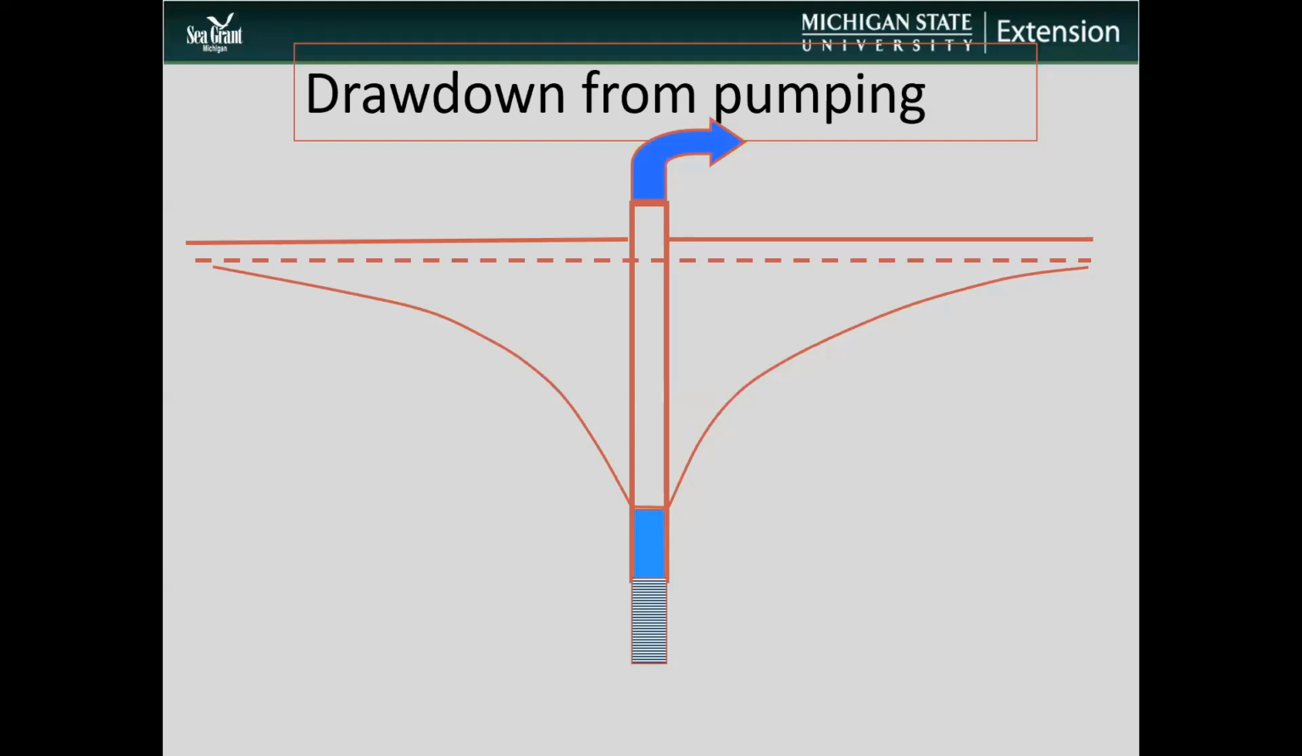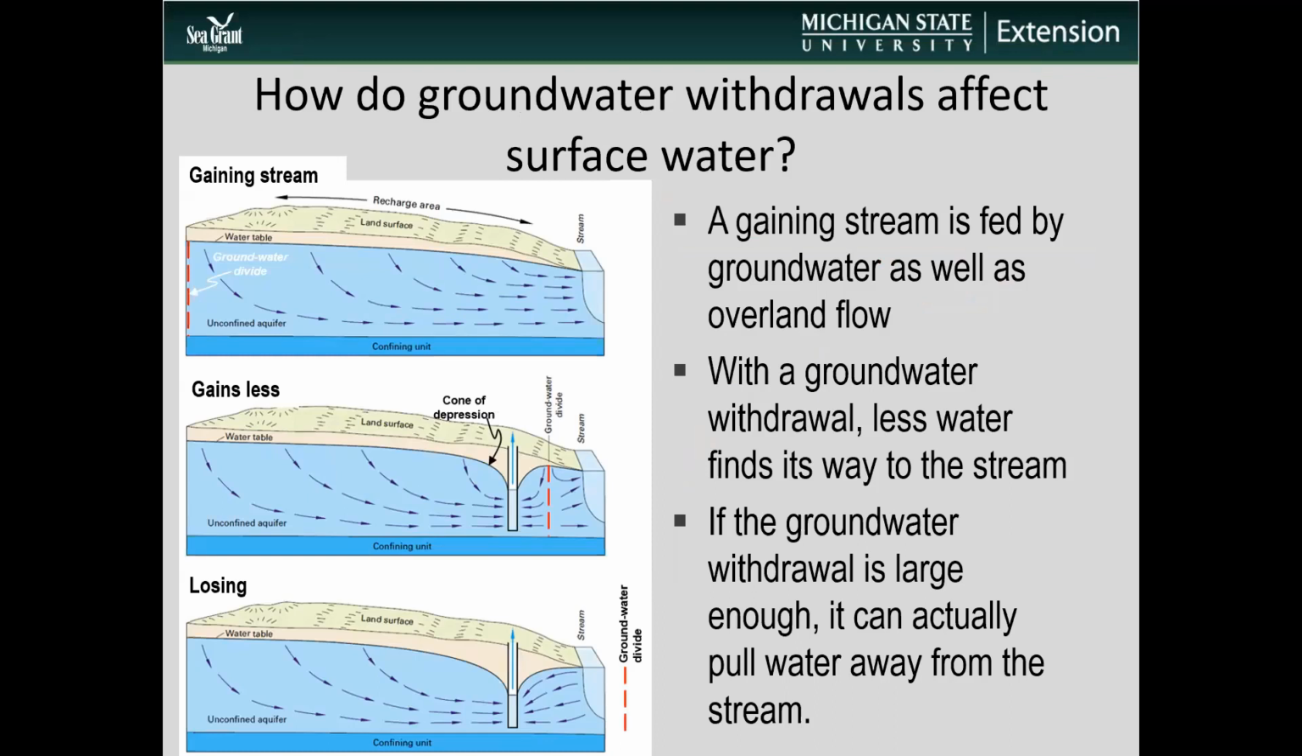So we pump the water out, and the cone of depression will continue to expand across the aquifer until the pumpage is balanced by a decrease in discharge from the system. The change in discharge due to pumping is called capture. And I want to show you what I mean by that in this series of graphics that we're looking at here. So let's take a look.